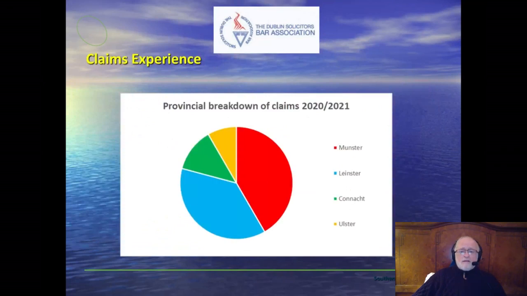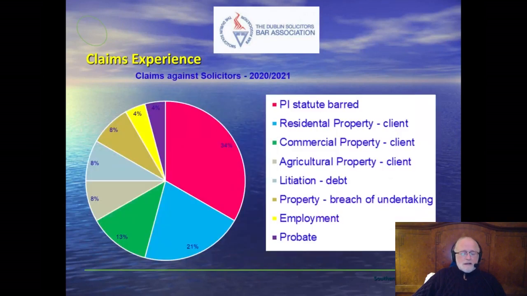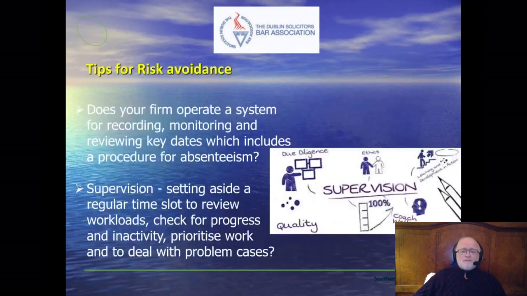Provincial breakdown, you have it there, Munster and Leinster running roughly side by side. Now, part of the difficulty is getting reliable data from insurance companies. Not all the insurance companies will actually share the data, but this is based on the available data and information. And again, this is a breakdown of claims by county, but that all comes from one particular insurer. Again, the nature of claims generally: PI, statute barred, residential property clients, commercial property clients, agricultural property clients, litigation in terms of debt, property breach of undertaking, as in unfulfilled registration or perfection of title, employment and probate.